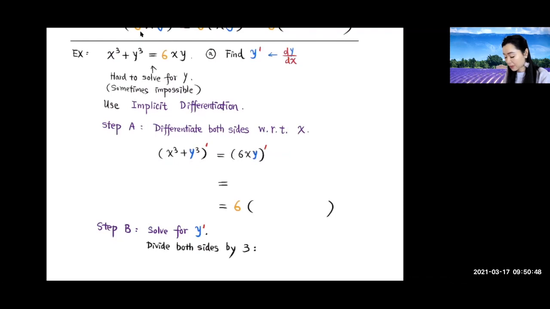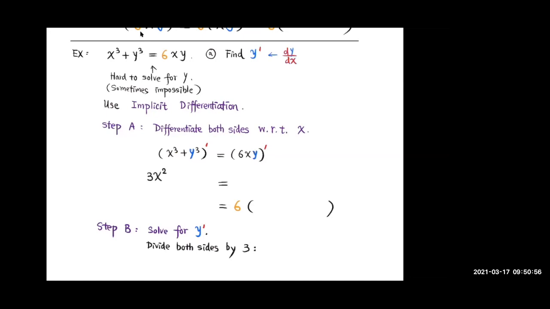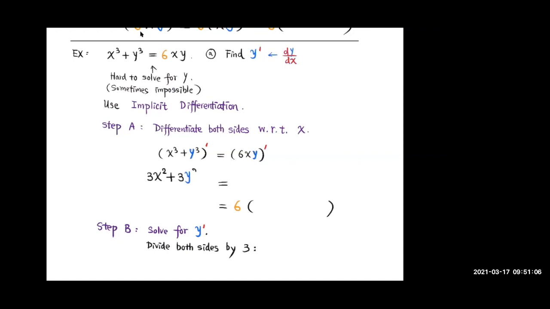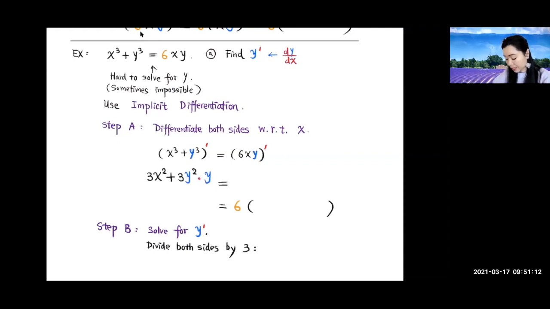Differentiate this side with respect to x. Differentiate x cubed here. What do we get? 3x squared, right? Differentiate y cubed with respect to x. We get what? 3y squared. But that's not all. Multiply by y prime. Yes, you got it. Okay, y prime.